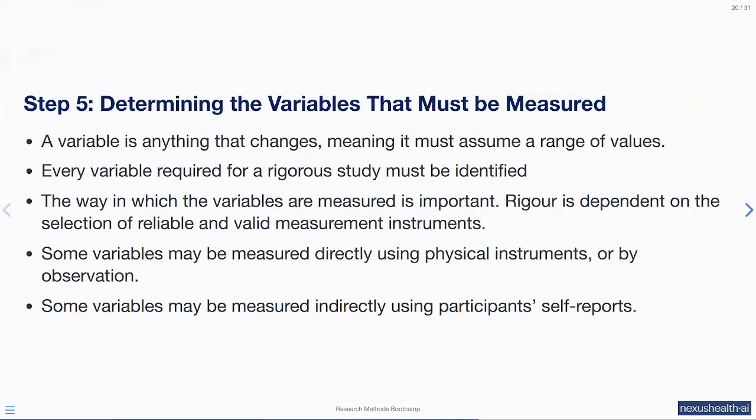The fifth step is to determine the variables that we need to measure or that must be measured. The definition of a variable is anything that changes, meaning it must assume a range of values.